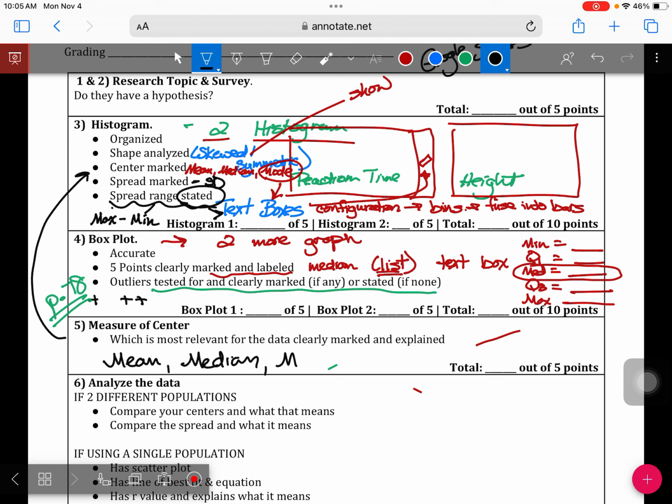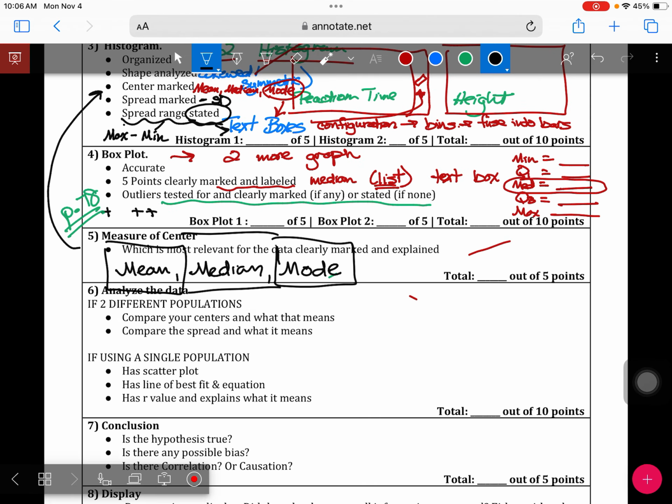But which one is better for your histograms? In other words, if the data is skewed, remember the mean is going to be pulled because you have some other data that is pulling it in that direction. So the mean is not going to be the best measure of center if you have skewed data. If you have skewed data, you want to use the median. Or if you have a mode that just happens a ton, then you might want to use the mode. So you have to look at your data to see which one you're going to use.